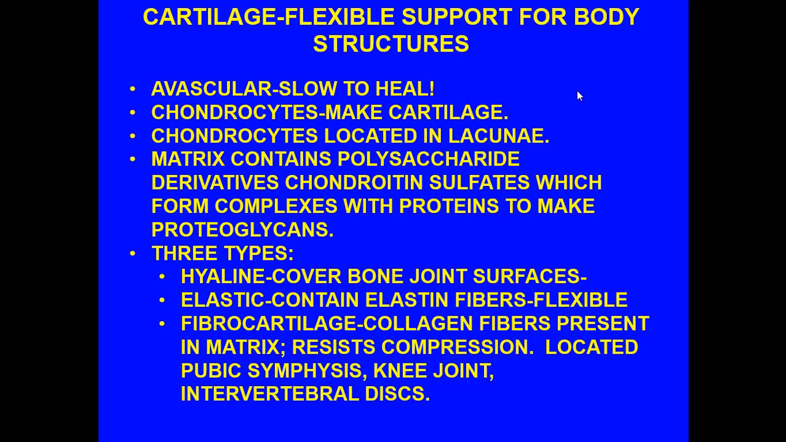There are three major types of cartilage. Hyaline, which covers bone joint surfaces. Elastic, which contains elastin fibers, thereby it makes it very flexible. And fibrocartilage, this is where collagen fibers are present in the matrix, and therefore it resists compression, so stress on it. It's located in places like the pubic symphysis, the knee joint, and the intervertebral discs.